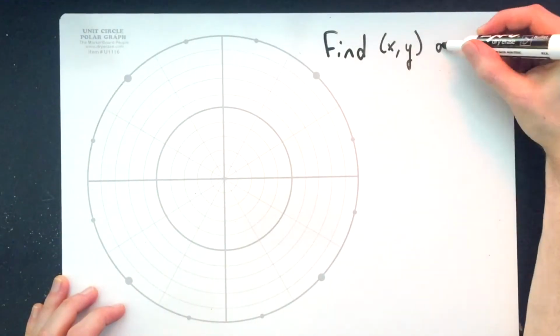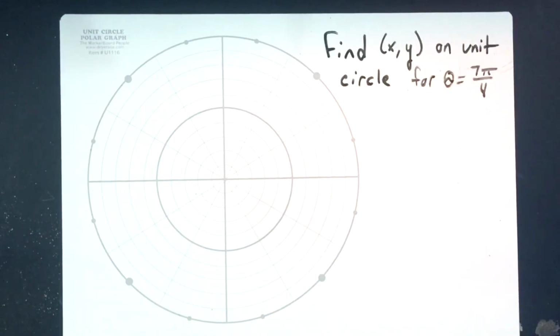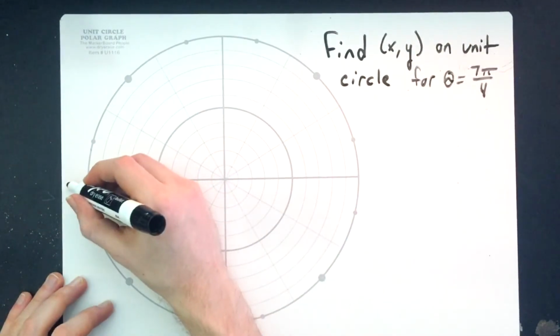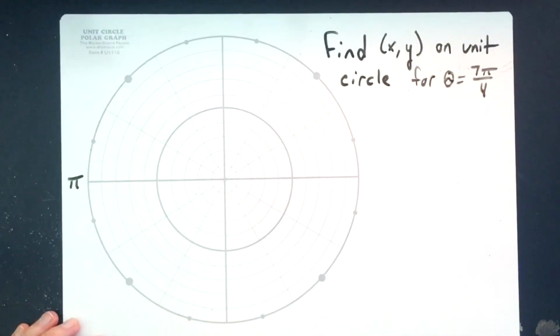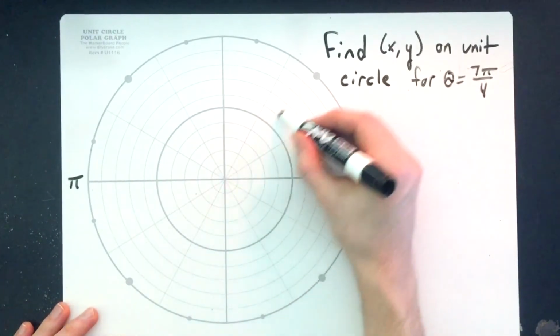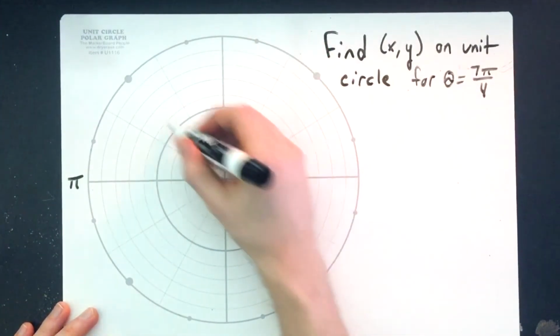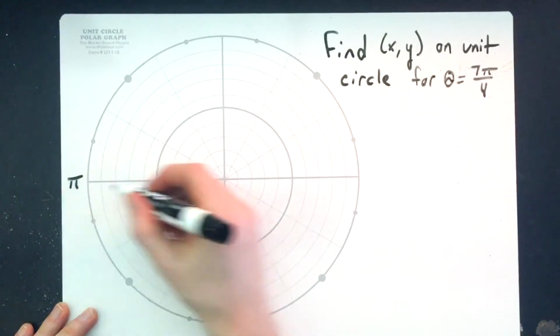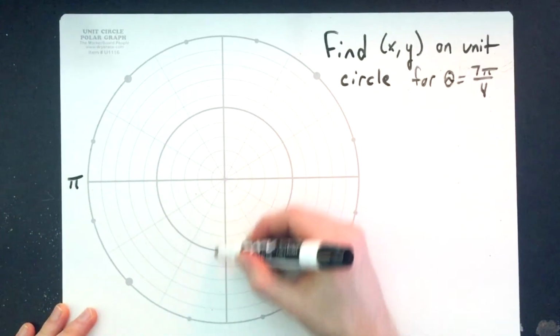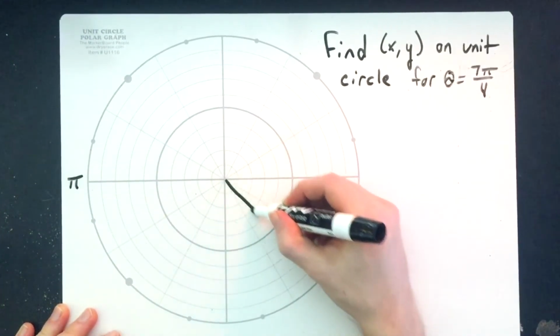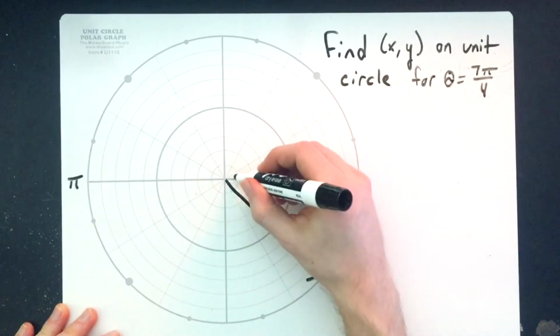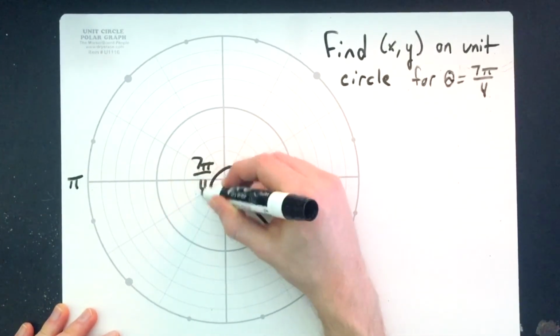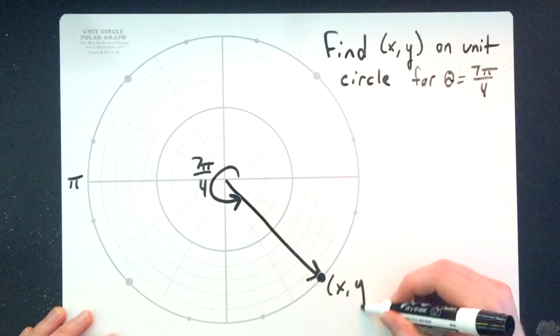To wrap up, we're just going to do a few more examples, and in this one we're going to find some point x, y on the unit circle that corresponds to the angle 7 pi over 4. So think of pi being at 180 degrees, and then we can cut it into fourths, right? So that would be like 4 pi over 4 there, and then 5 pi over 4, 6 pi over 4, and then 7 pi over 4 would be this angle. And you can see it corresponds to some point x, y on the unit circle. And we're going to figure out what those coordinates are.